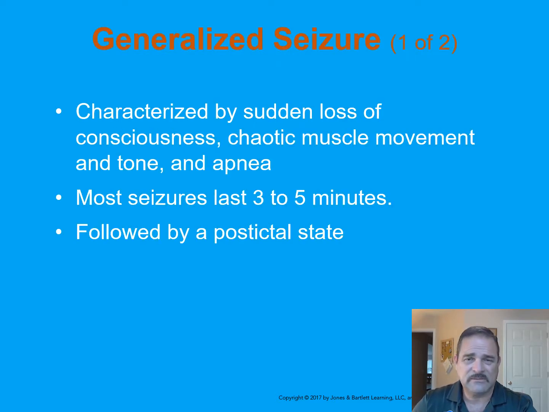Generalized seizure, again, going back to it: sudden loss of consciousness, chaotic muscle twitching, movement, and tone, and also apnea, where they stop breathing. Most seizures last about 3 to 5 minutes, and it's followed by a postictal state. They're absolutely worn out, and they may not know who they are for quite a while until their brain reoxygenates and they start to feel better.